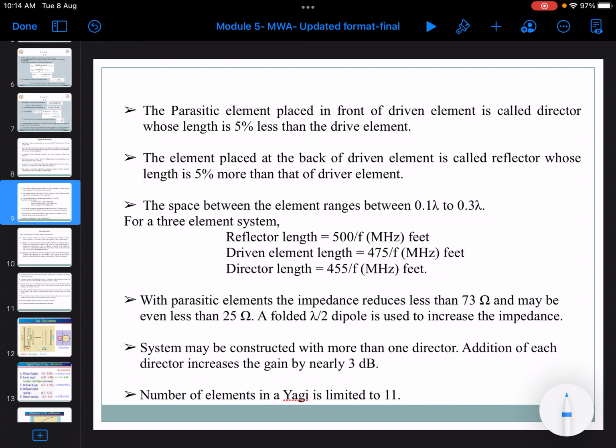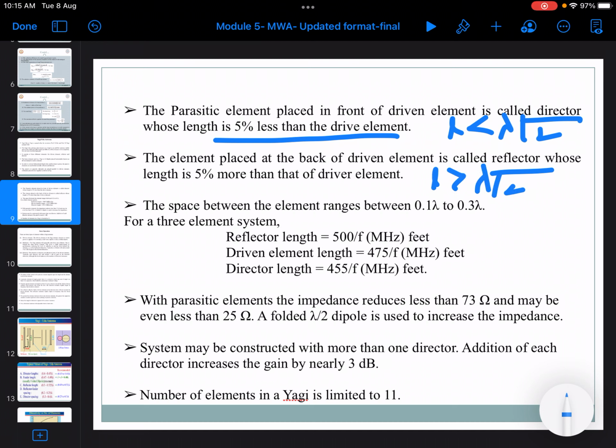Now coming to the design parameters, as I have told. The parasitic element, that is nothing but the director, should have a length usually less than the length of the driven element by 5%, whereas the element which is placed at the back side, known as the reflector, should have a length greater than lambda by 2. Coming to the spacing between the elements, it should range between 0.1 to 0.3 lambda.